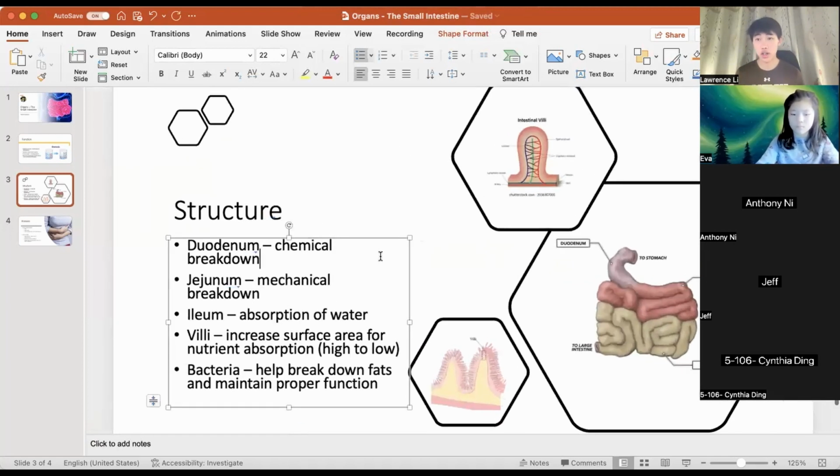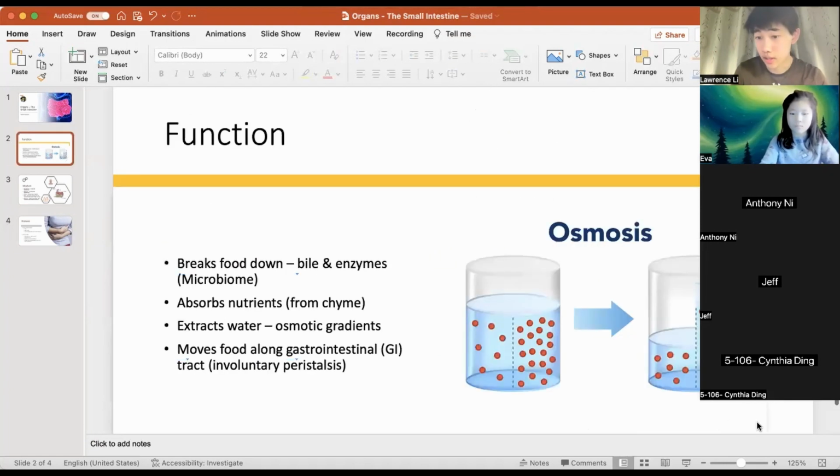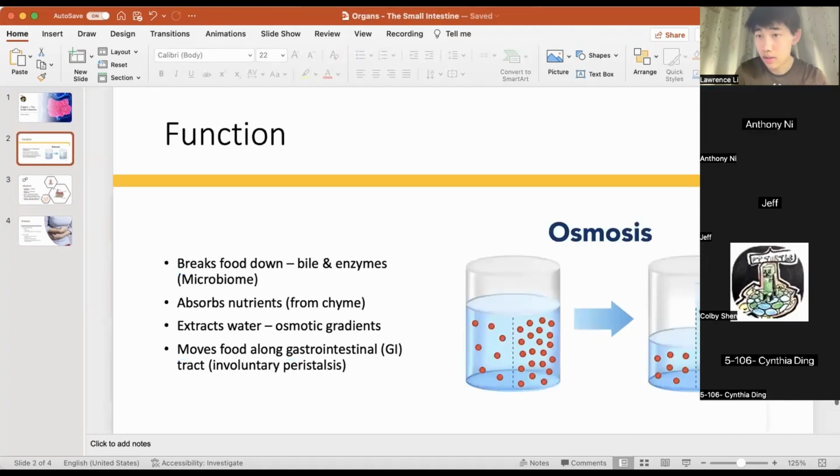Each section: the duodenum is basically just a connection. Yes, it is on one hand kind of just a connection, but it also has some jobs, right? It also breaks down the chemicals that are coming through. Yes, that's exactly right. I believe that was Colby, right?